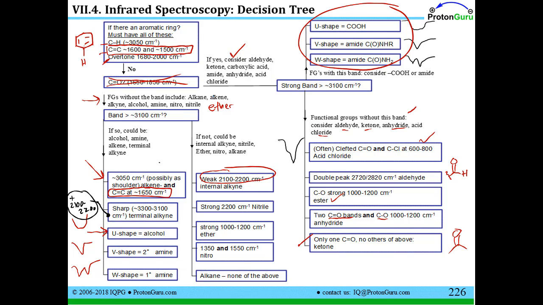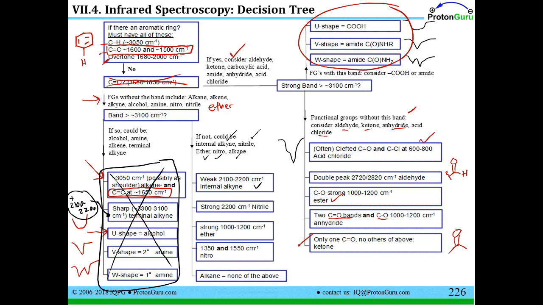Now, if we don't have any of those peaks there, let's say we rule those out, it could still be an ether, a nitro group, an alkane, a nitrile, an alkyne. And if we have an internal alkyne instead of a terminal alkyne, we won't have that sharp CH stretch between 3300 and 3100. That is attributable only to the CH at the end of the alkyne, the H attached to the sp hybridized carbon. You don't have an H attached to an sp hybridized carbon in an internal alkyne, but we'd still see this weak band at 2100 to 2200 for the CC triple bond. So it might be an internal alkyne.